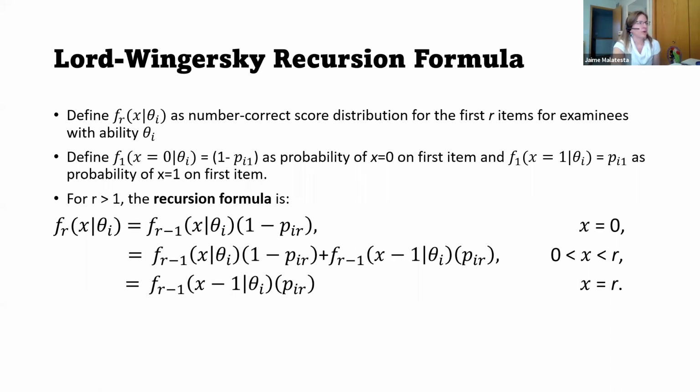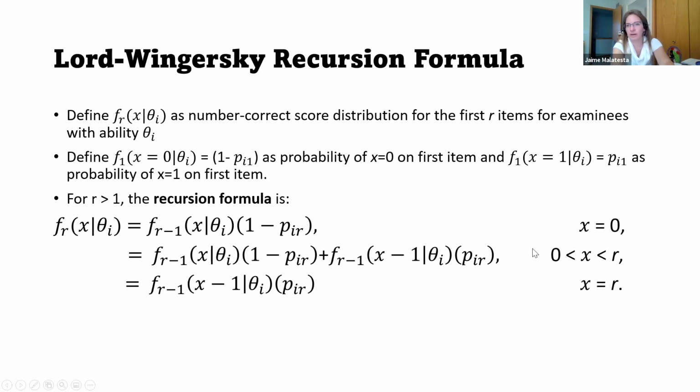But for r greater than 1, this is where the recursion formula comes in, and it's basically this second line here, where x is greater than 0 but less than the maximum number of items in the exam, we have this formula here, which is a little tedious to go over, but I'm going to go over a worked example on the next slide. So this is essentially the Lord-Wingersky formula, and this is as complex as it gets.